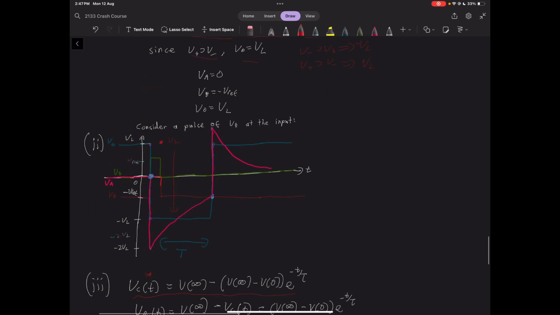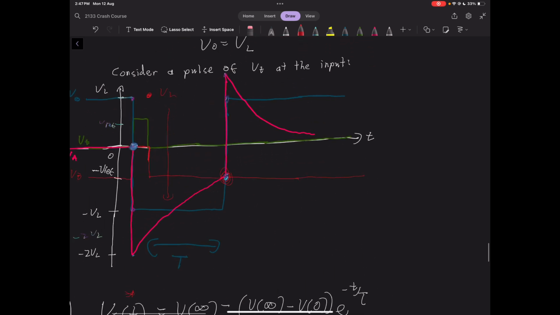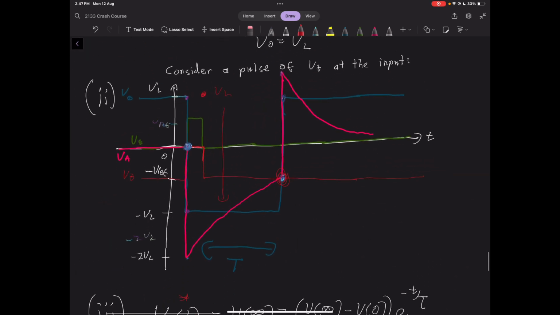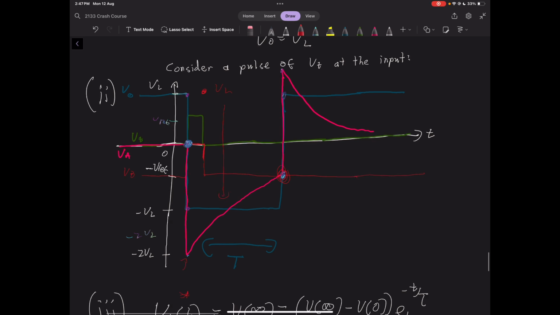And then to find the switching point, which is here, we want to know when the voltage across the resistor VR, again, this is VA, equals negative Vref. And hopefully that should make sense. We're looking at VA here, which is the voltage in pink, and we want to know when that's decayed down to negative Vref, because negative Vref is when VA equals VB, and that will be the exact switching time.